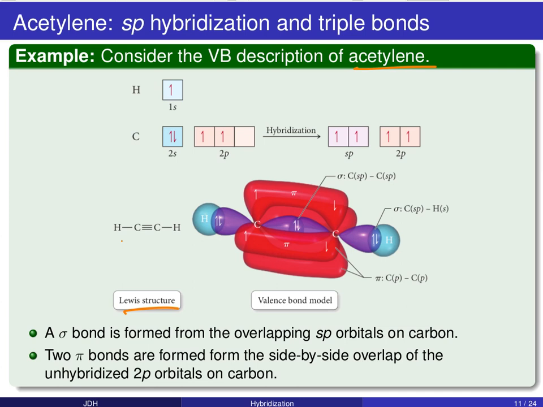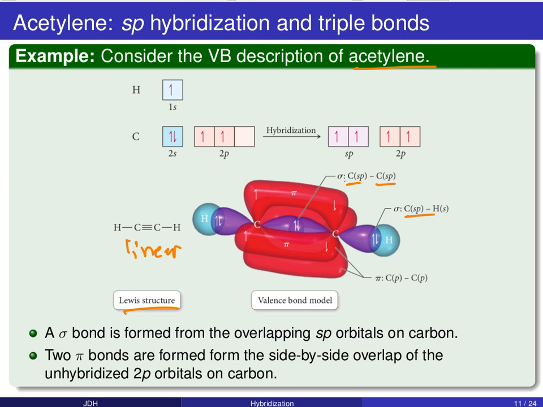So the first thing we're going to do, we know this geometry is linear. So as soon as we know that the geometry is linear, we know to start looking at this sp hybridization. And so the purple orbitals here are sp orbitals localized on that carbon atom. Both of the carbon atoms in acetylene undergo this sp hybridization, so you are going to get two equivalent sp orbitals, one going to the right on a given carbon, the other going to the left. The two sp orbitals pointing towards each other between the two carbons are going to overlap to form a carbon-carbon sigma bond.